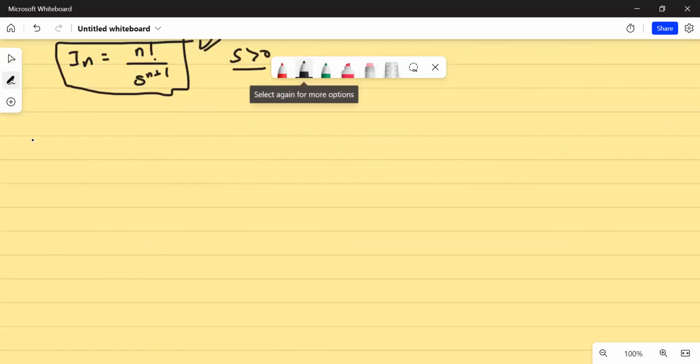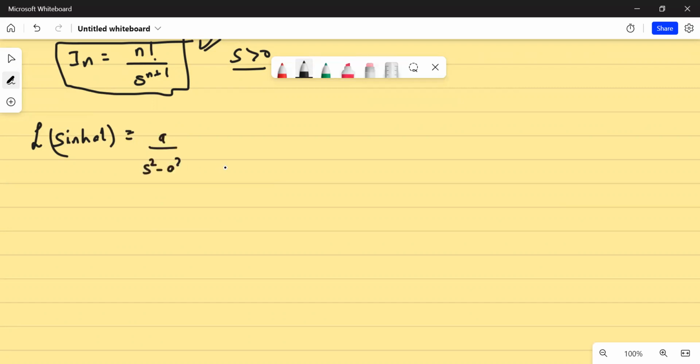Okay, and similarly, a few more formulas I'm going to write. What would be the Laplace transform of sine hyperbolic at? Sine hyperbolic at you can express in terms of linear combinations of exponential terms. So you will get a upon s square minus a square, provided s is greater than modulus of a. The Laplace transform of cos hyperbolic at, I'm leaving it to you as homework.